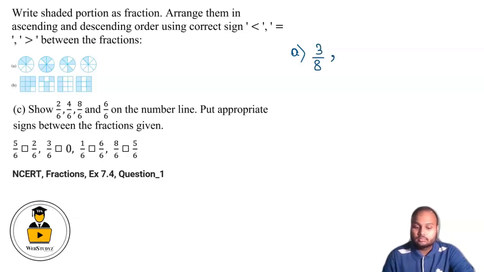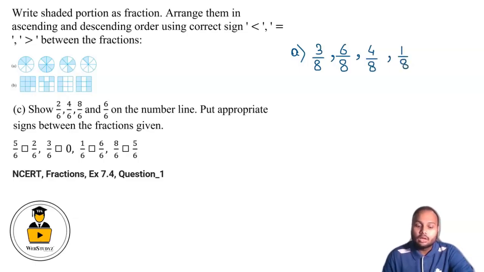For the second figure, every figure has 8 segments only, divided into 8 divisions. In the second part, 6 are shaded, so 6 by 8. In the third part, the number of shaded are 1, 2, 3 and 4. 4 are shaded, so 4 by 8. And in the last part, only one part is shaded, so we will write 1 by 8.